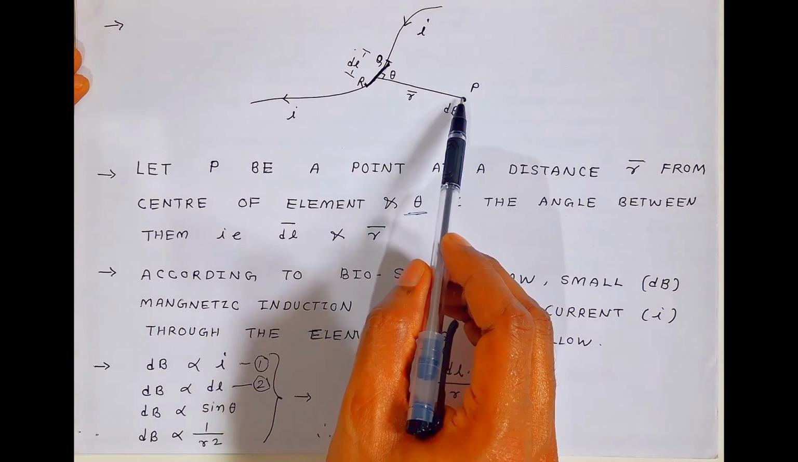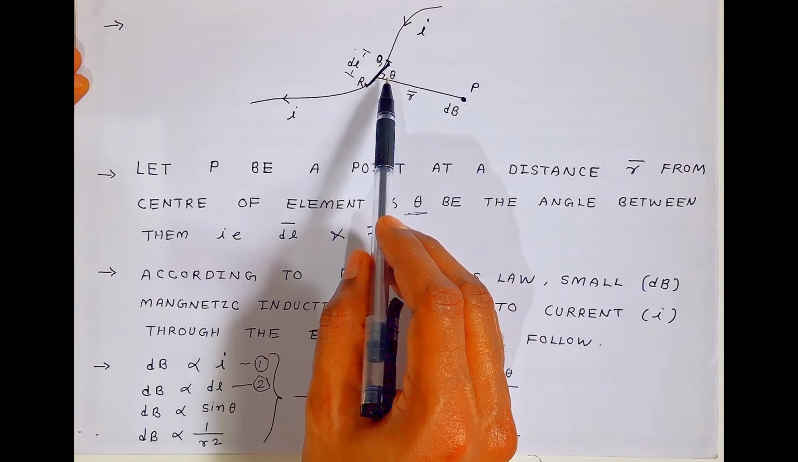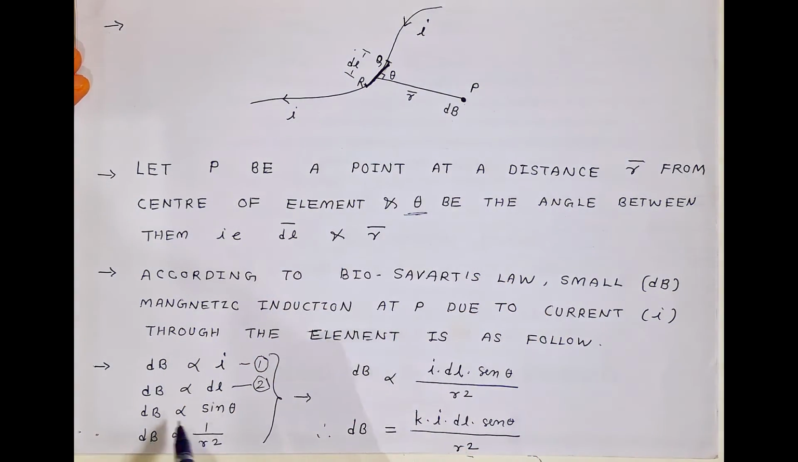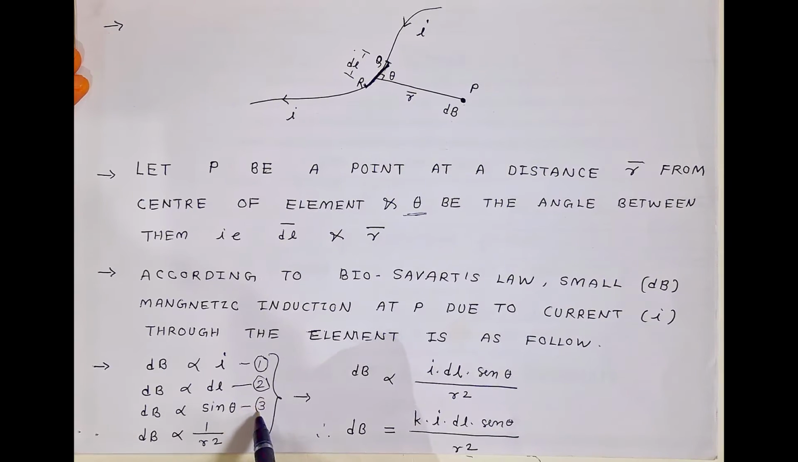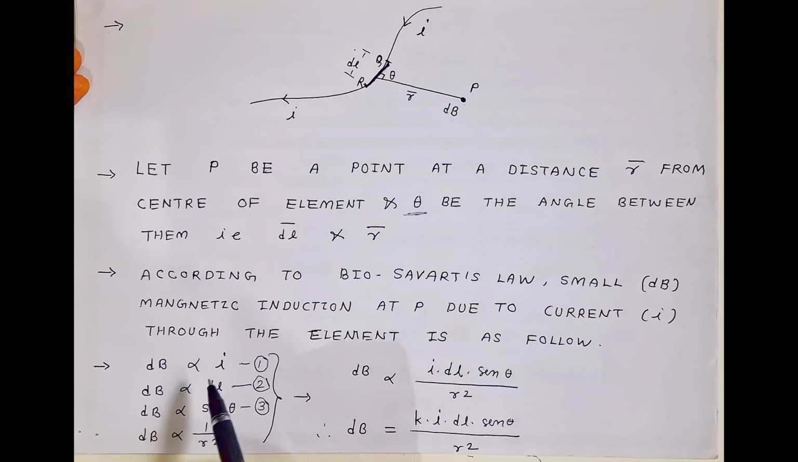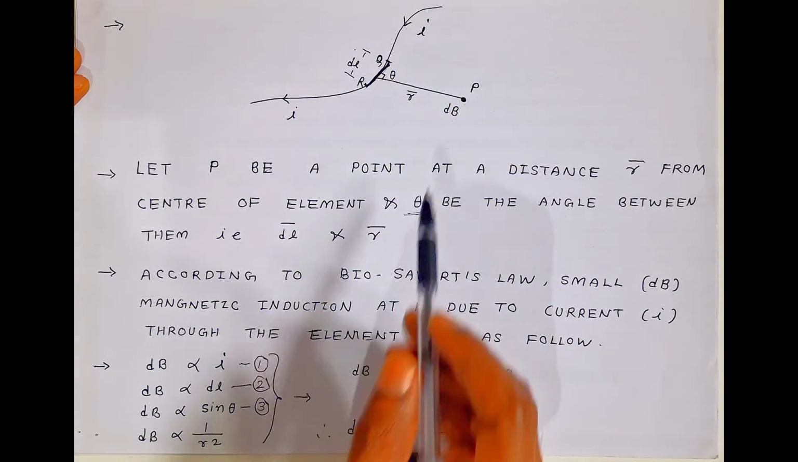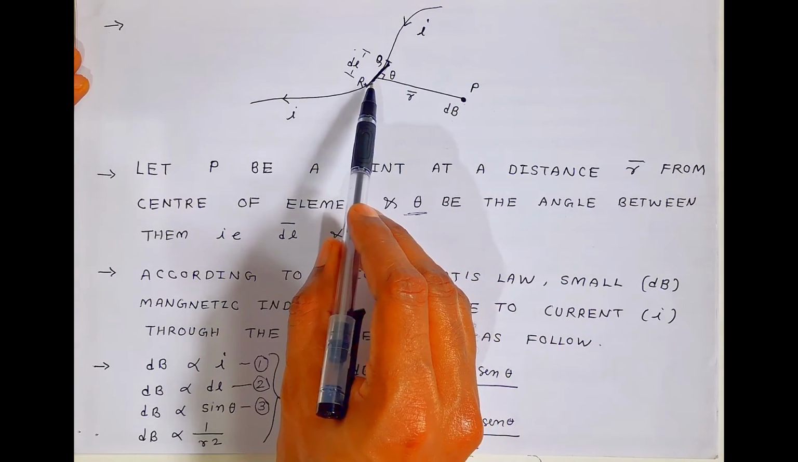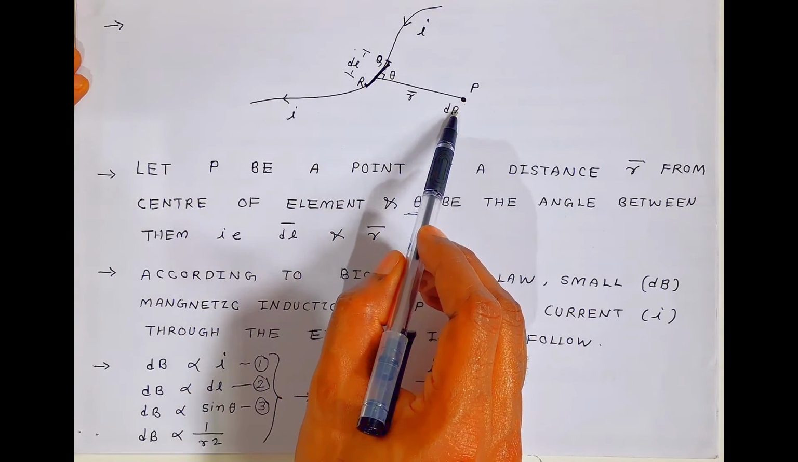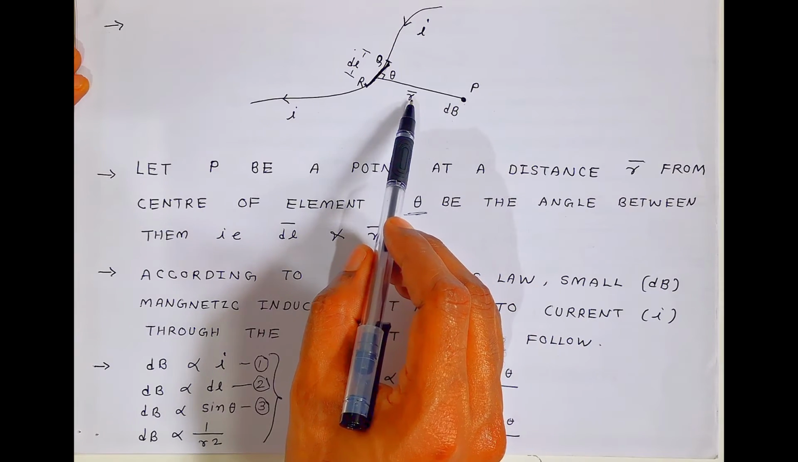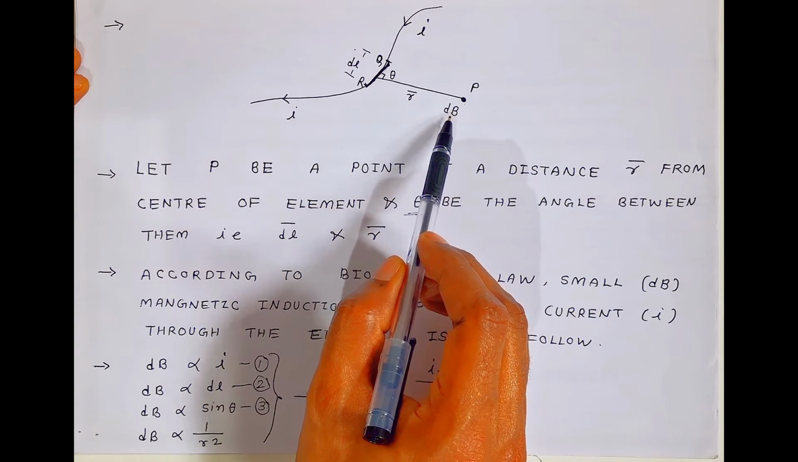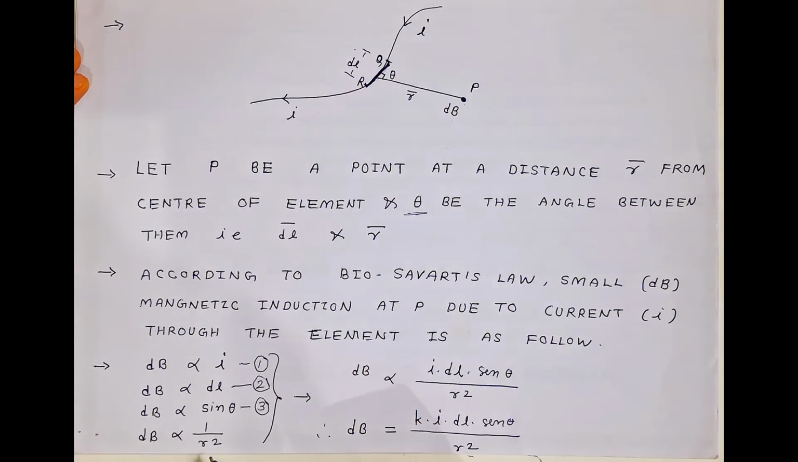Magnetic induction also changes with sin theta, so it is directly proportional to sin theta. Okay students, magnetic induction is inversely proportional to the distance between this element and the point P. As r increases, magnetic induction decreases. That is why we have shown it is inversely proportional to the square of the distance, that is dB is proportional to 1 upon r square.